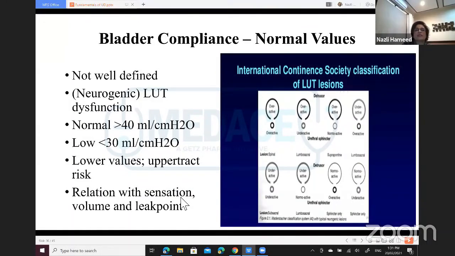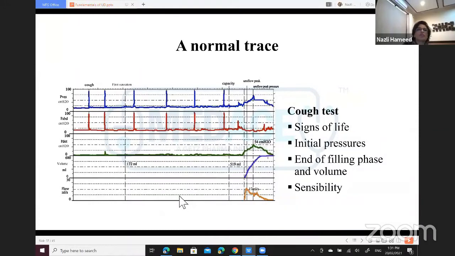For normal bladder compliance, if the compliance is less than 30 ml per centimeter of water, it is classified as low compliance. So this is a normal trace where we can see the vesical pressure, the abdominal pressure, and this is the detrusor pressure, which is calculated as a subtracted record.